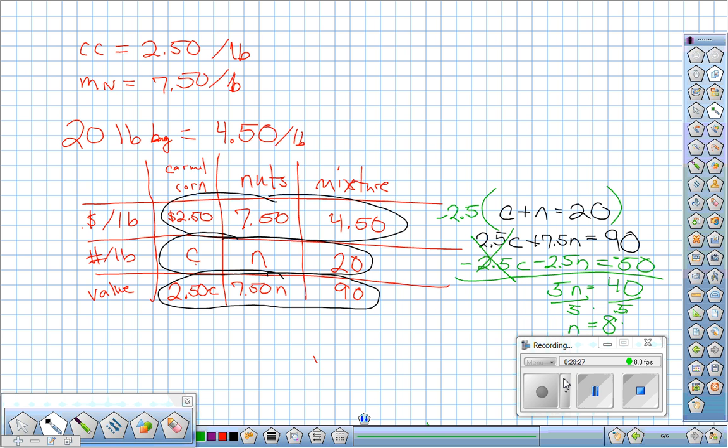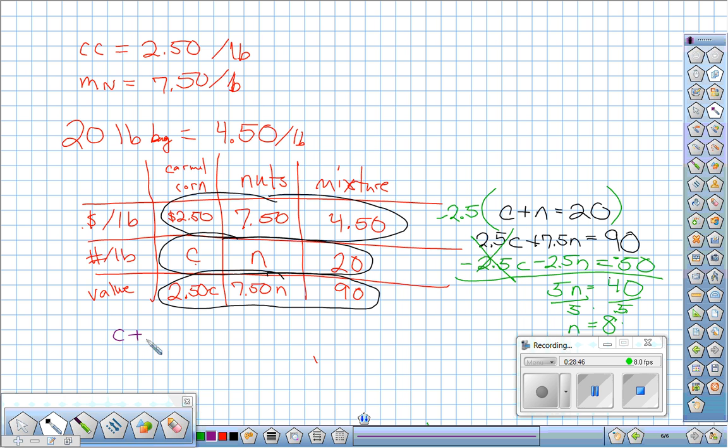The reason why I knew I had done it wrong was because I had a 28. I only bought 20 pounds, so I couldn't possibly have 28 pounds. So then what I go through and do is I plug that back into either one of my equations. I think the top one's easier because then I don't have to multiply by different types of numbers.